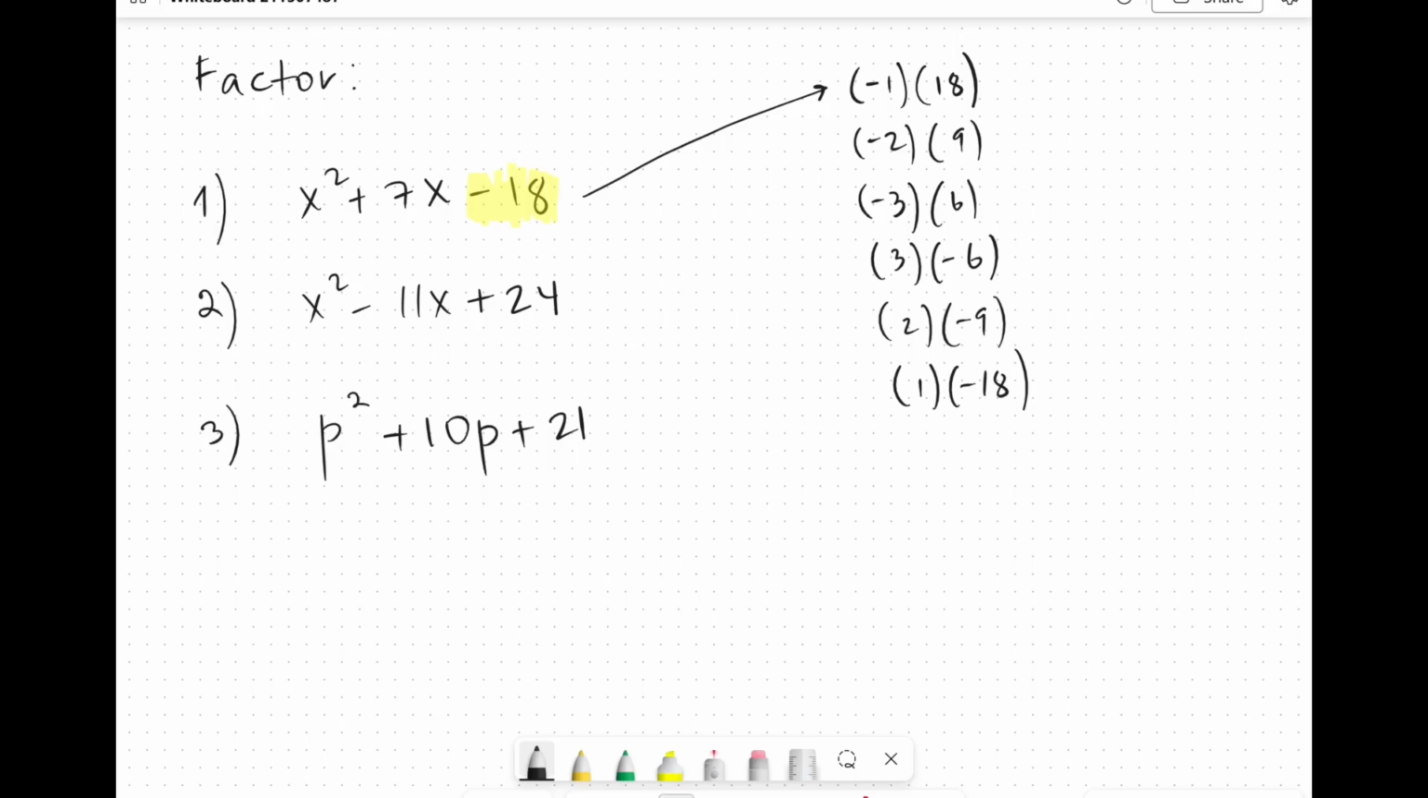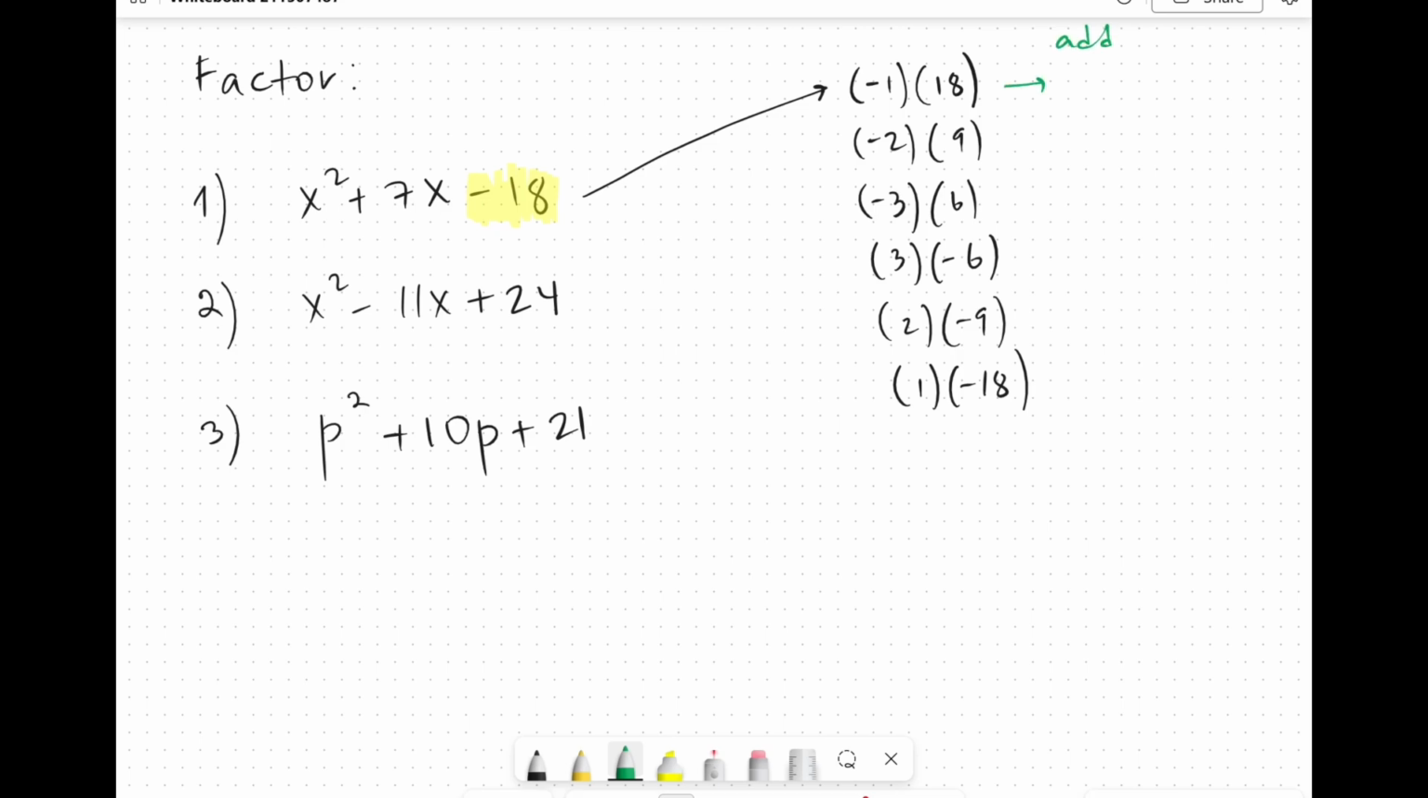The more fluent you become with this process, the less writing of these pairs you will have to do. You should be able to quickly identify the correct one. But if it's difficult, I recommend you just write them all out. Once you are sure that you have all of the pairs that multiply to negative 18, you will now add each pair of numbers together. So let's go ahead and add.